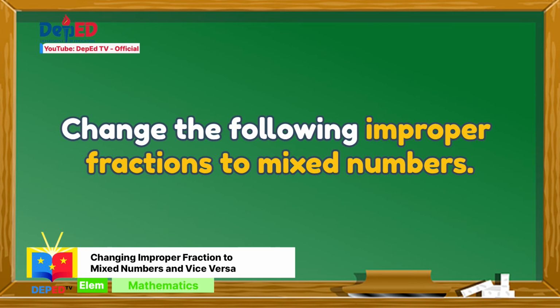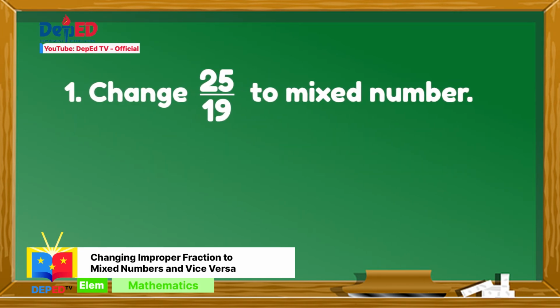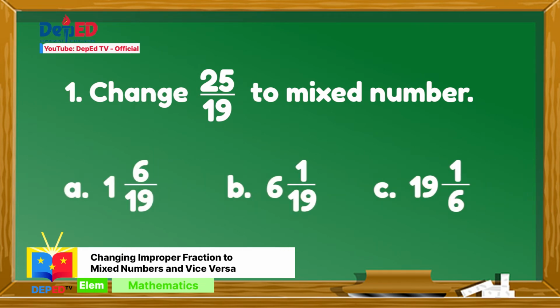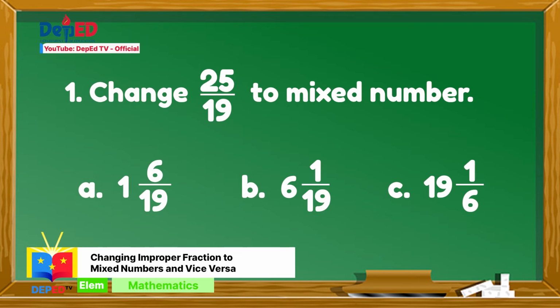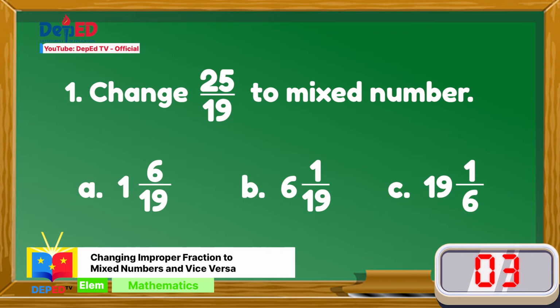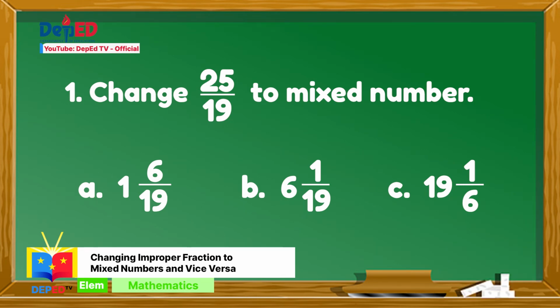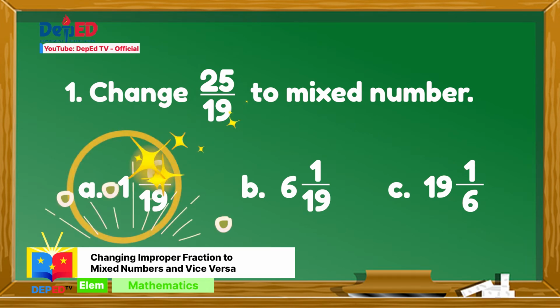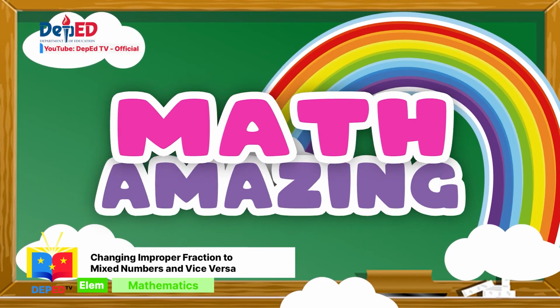Change the following improper fractions to mixed numbers. Number 1, 25 over 19. A, 1 and 6 over 19. B, 6 and 1 over 19. C, 19 and 1 over 6. If your answer is letter A, math amazing!